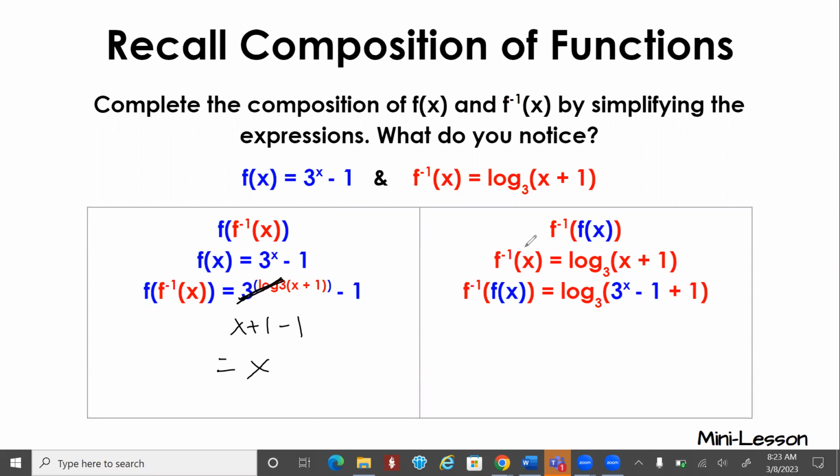On this next one, they did the same thing. They took the function that's in red and substituted the blue one in. When they did that, these are going to cancel out, and we're left with x minus 1 plus 1, so we're left with x. So yes, these are inverses of each other.